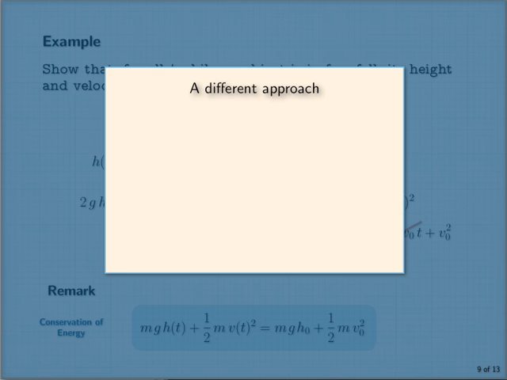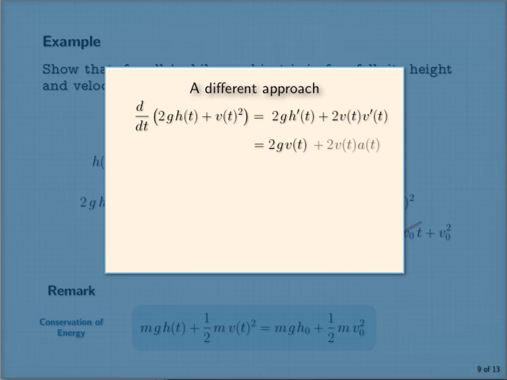Let's look at a different approach to this problem. Let's take the quantity 2gh of t plus v of t squared and take its derivative with respect to t. The derivative of 2gh of t is just 2gh prime of t, and the derivative of v of t squared using the chain rule is 2 times v of t times v prime of t.